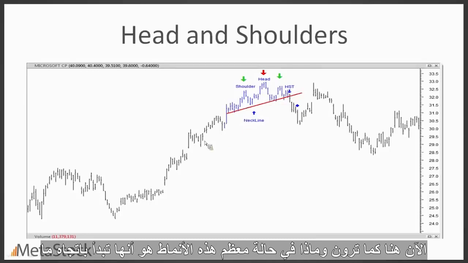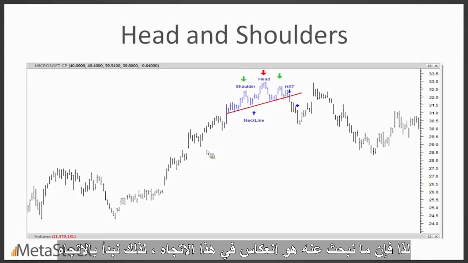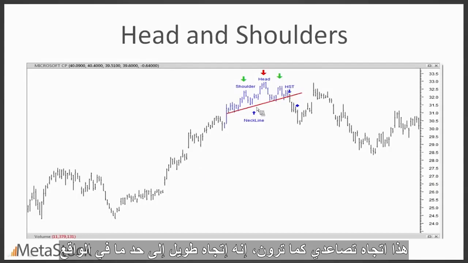pattern here. As you can see, and as is the case with most of these patterns, they start with a trend. So what we're looking for is a reversal in this trend. We start off with the trend. This is an upward moving trend. As you can see, it's actually quite a long trend.